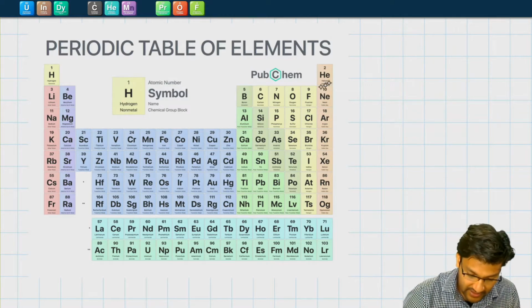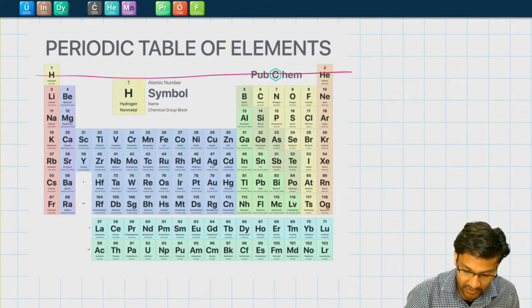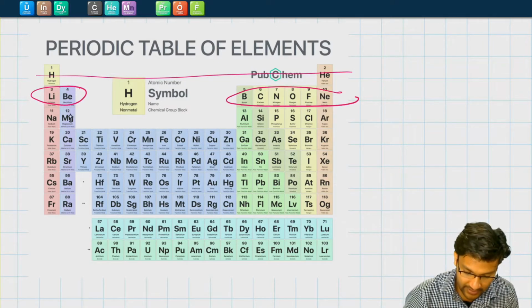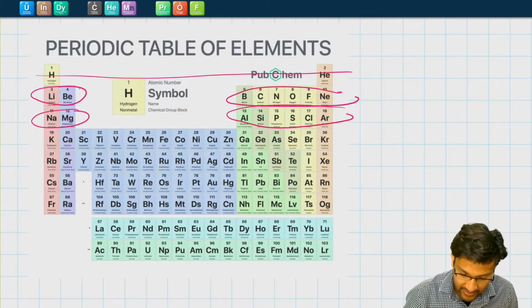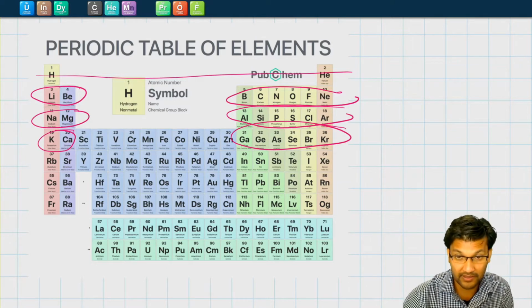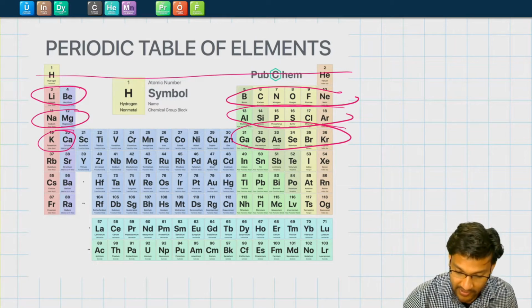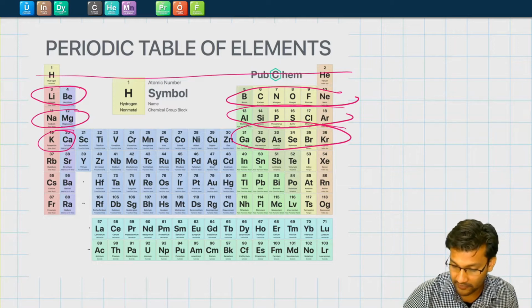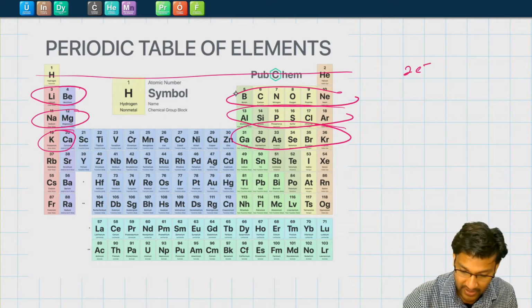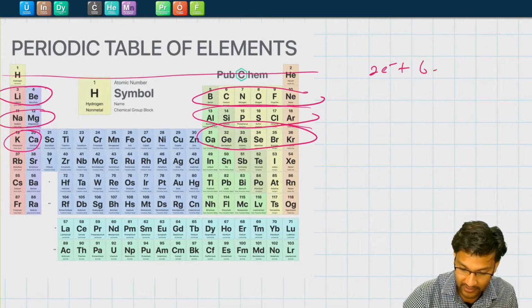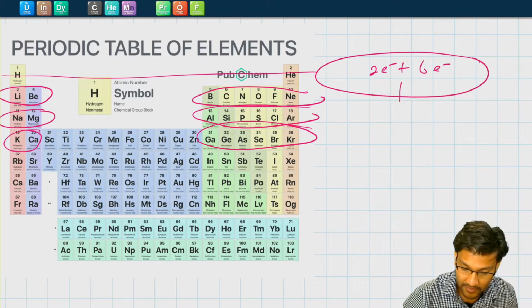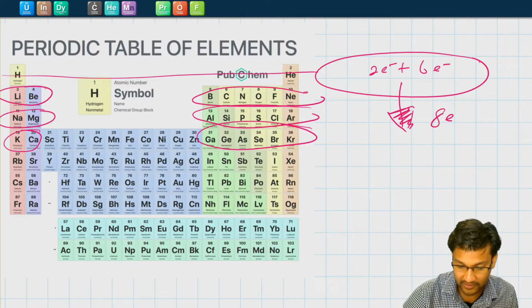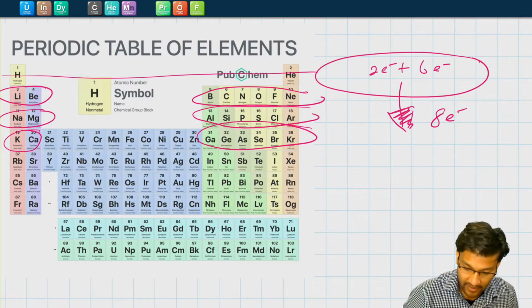And for most of these, if we ignore the first row for now, most of these will have an S subshell and a P subshell, right? Even in this category, there's an S subshell and a P subshell that makes up the valence orbitals. So with an S subshell, we know it can fit 2 electrons. A P subshell, we know can fit 6 electrons. So in their valence orbitals, the most number of electrons that they could fit is 8 electrons, right?